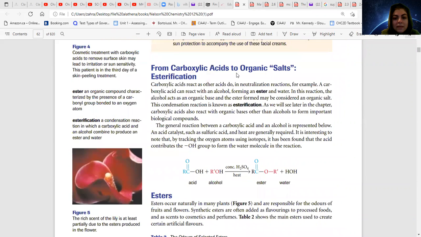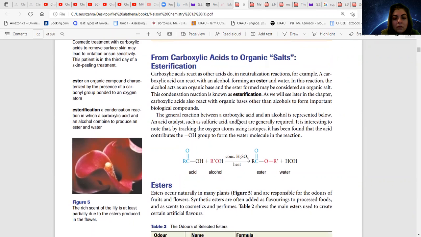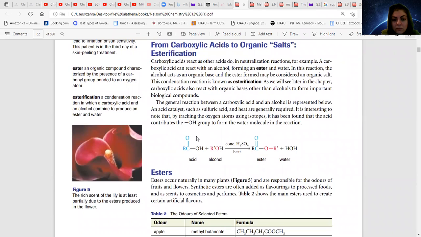So from carboxylic acid to organic ester. Here is an acid, and here is an alcohol. From the acid, OH will get out, and from the alcohol, H will get out to make water, and the R prime O will attach itself here. See, this is the O attached here. So this will give you an ester. This is esterification. So an oic acid, a carboxylic acid, and an alcohol will give you an ester.